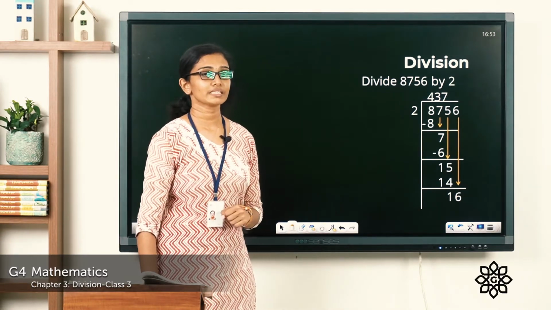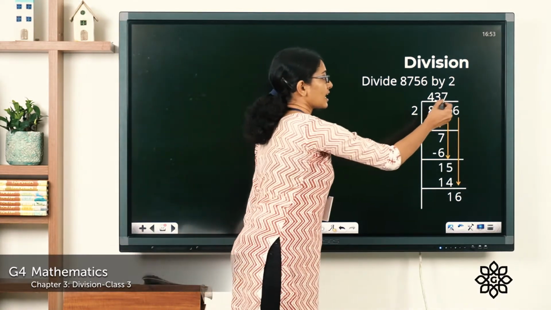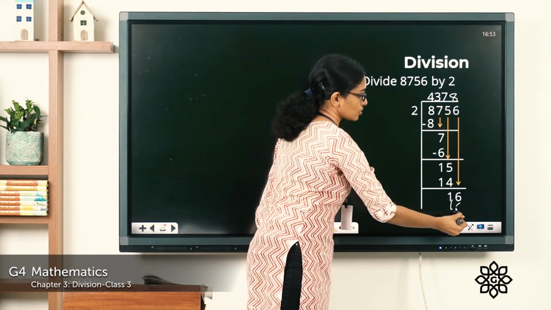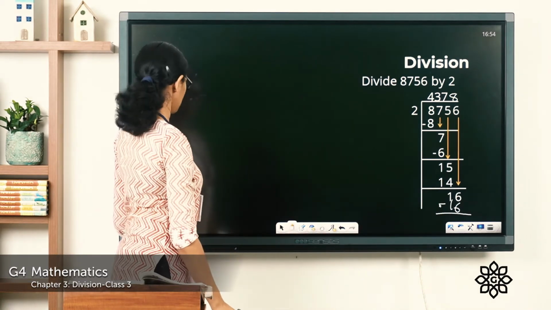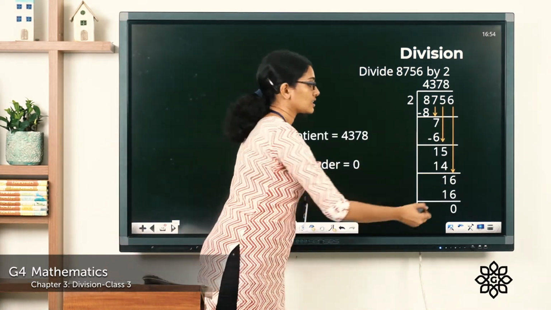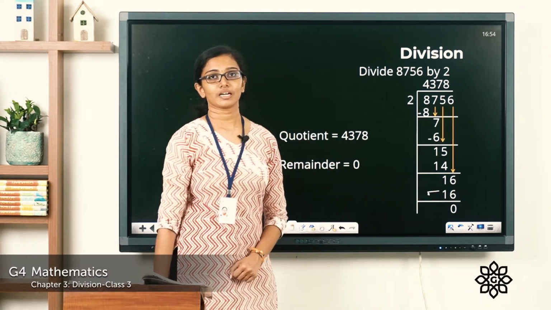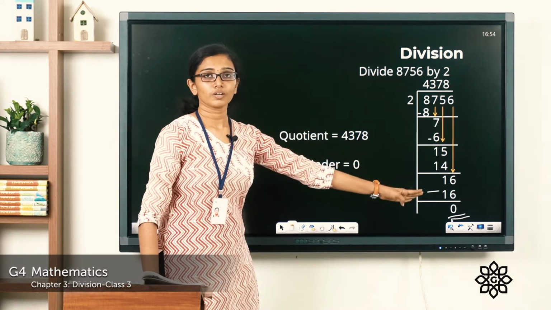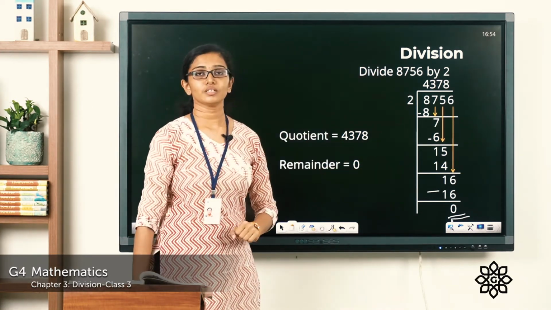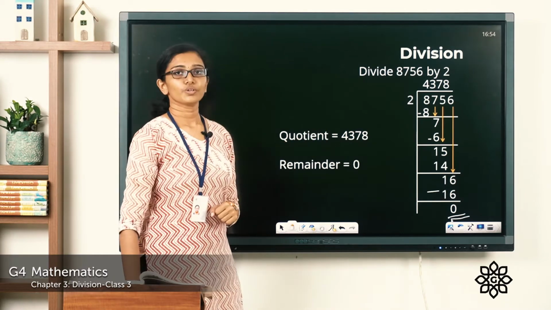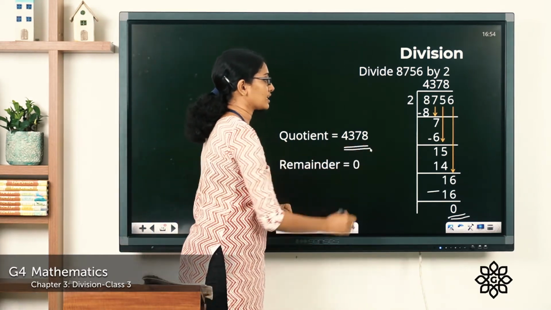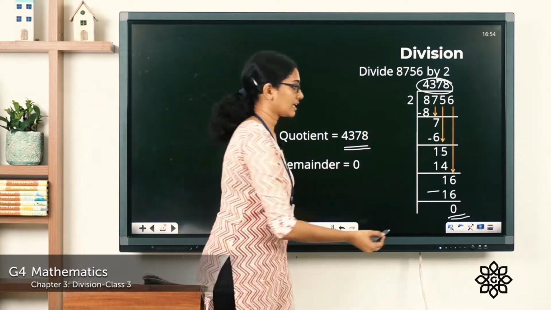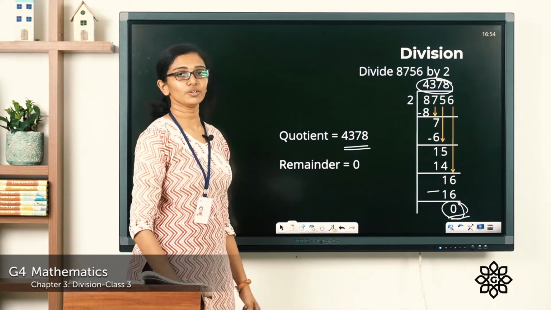How many 2's will go in 16? We know 2 8's are 16. So let's write 8 here, then 8 into 2, 16. Now what is the next step? The next step is to subtract these two numbers, and subtracting 16 minus 16 gives us 0. Now there are no more digits to bring down and the division is complete. Now we got the quotient. The quotient here is 4378, and the remainder here is equal to 0.